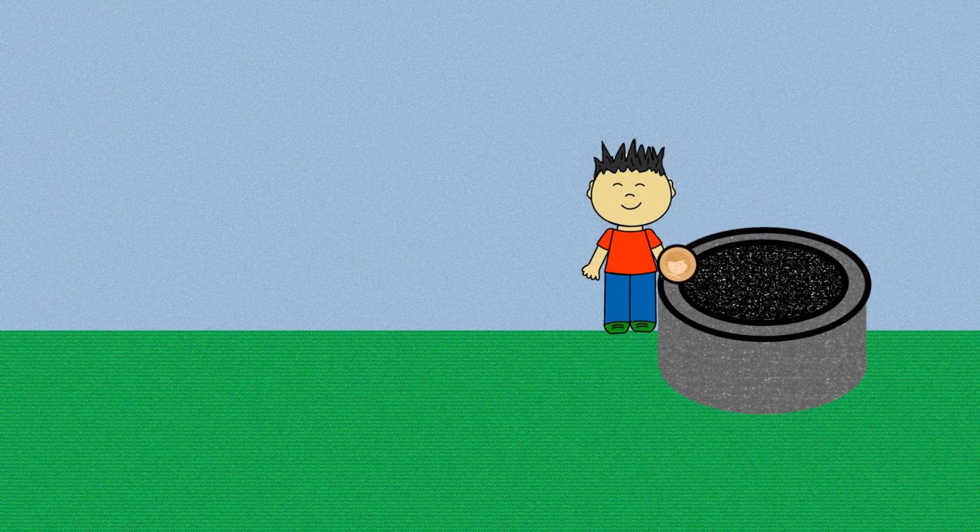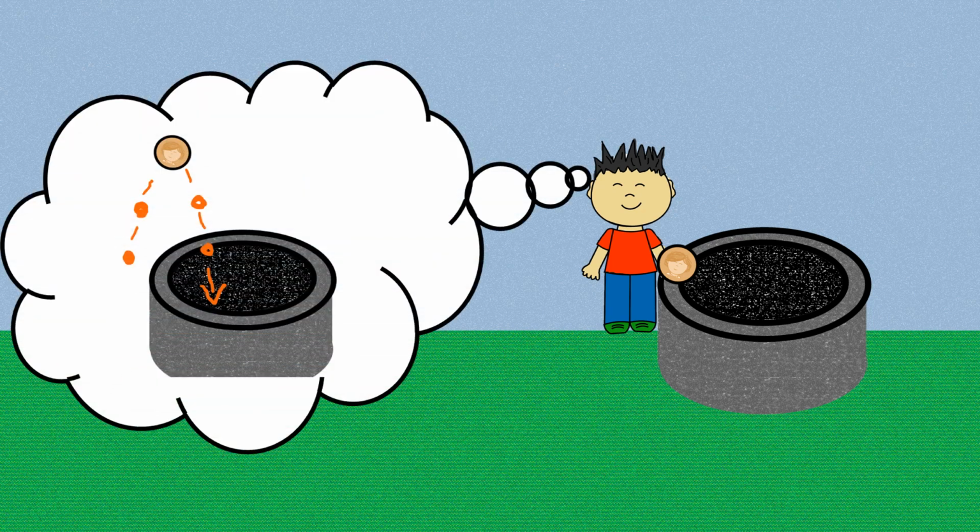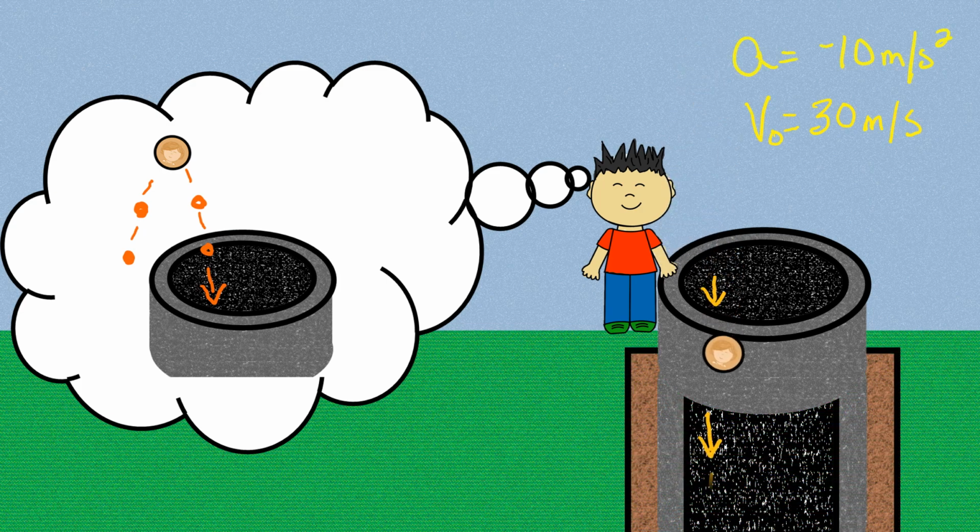Great job, Alex, in figuring out all of the penny's missing kinematic variables when dropped into a well. Good idea, Alex. What if instead of dropping the penny, you decided to toss it in the air with a velocity of 30 meters per second so that it could get a lucky penny toss? What air time would you expect before going into the well?